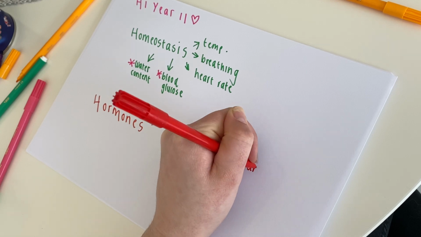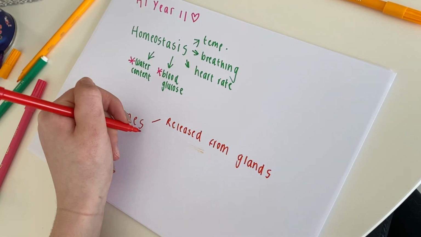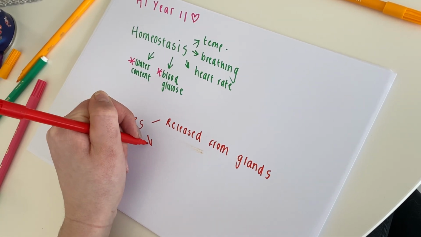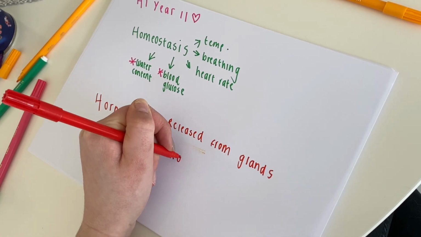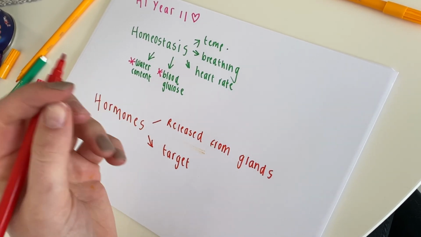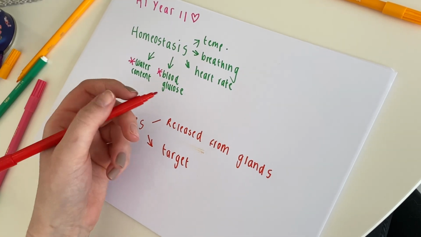which is one of our effectors, if you remember back to the beginning of the nervous system topic, and they work in a target organ. So they are released from a gland, but then they tend to travel and work somewhere else, and they travel in the blood.